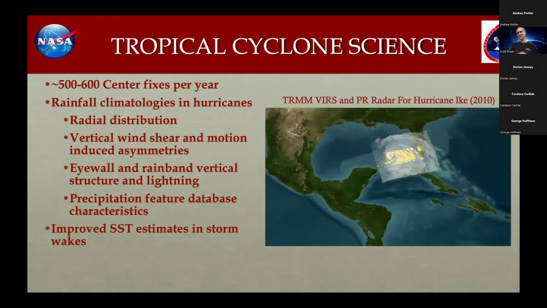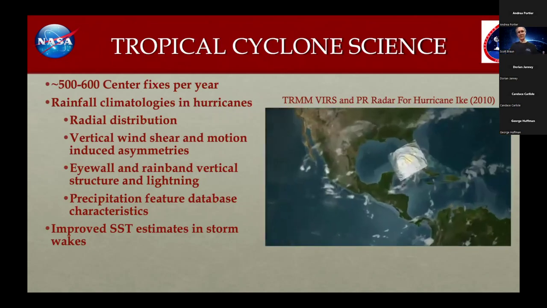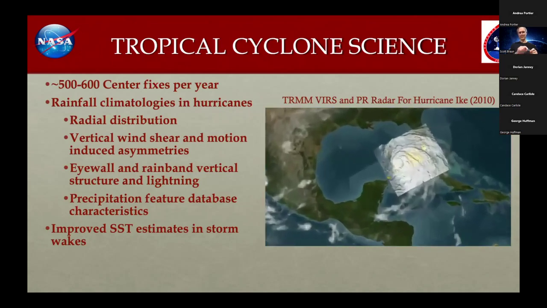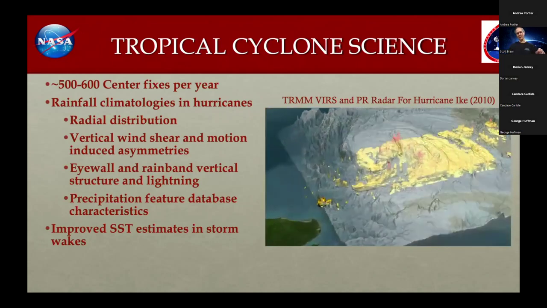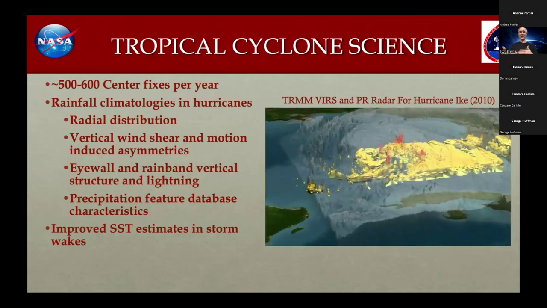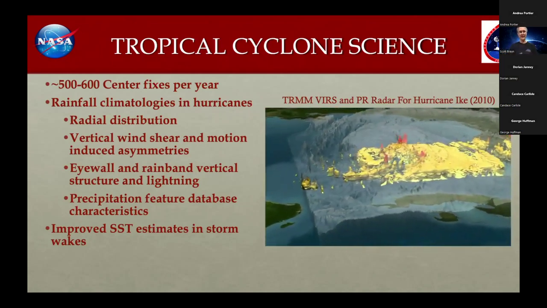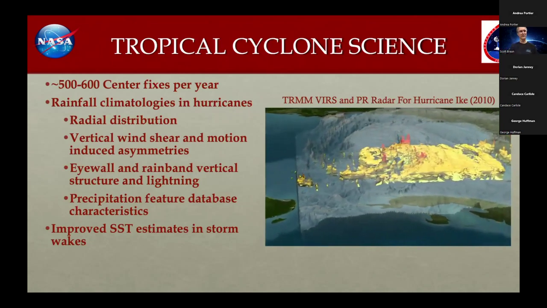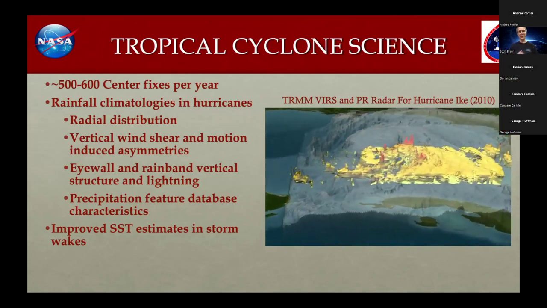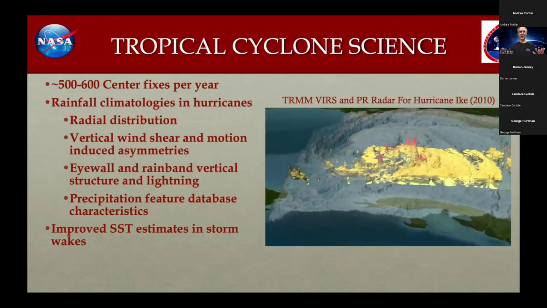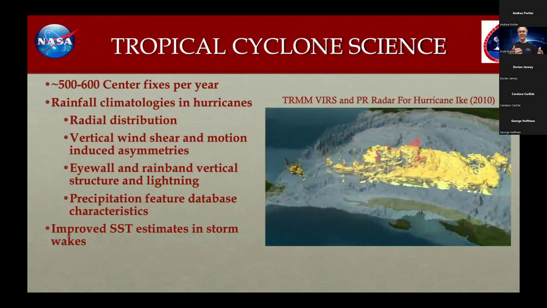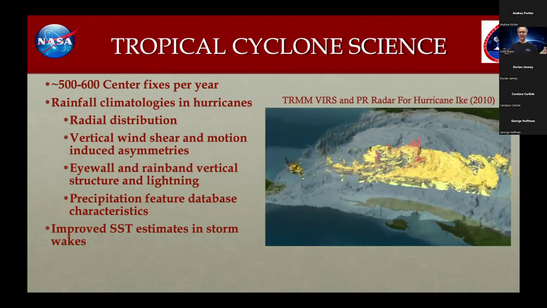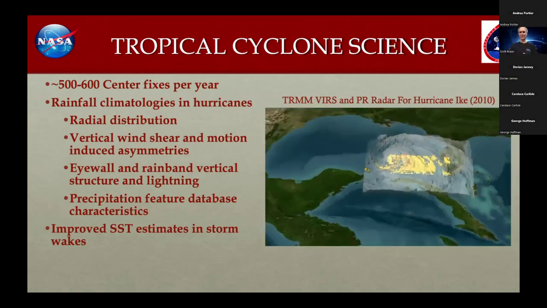By compositing data over a large number of storms, we could determine what the profile of precipitation was as you go from the center of the storm out to larger radius, and see how that varies as a function of storm intensity, typically getting more intense with more intense storms. We could also look at how the environment, particularly through the change of winds with height, or what we call vertical wind shear, and how storm motion affects the distribution of precipitation around the storm center.